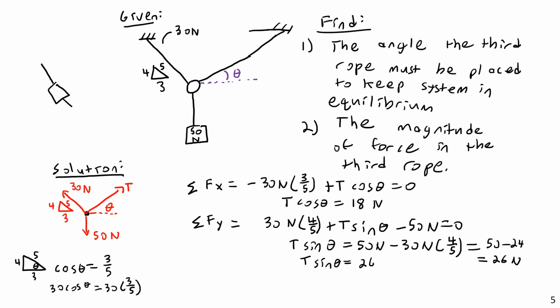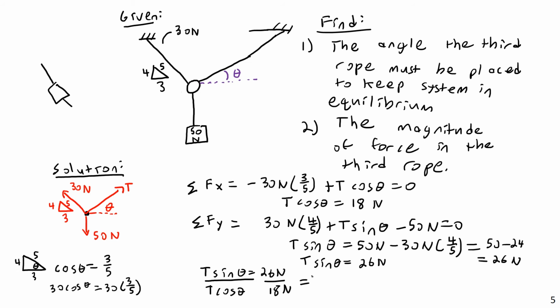And I'm going to try to squeeze this on one slide. So now I have two equations, each with two unknowns, but thankfully this one isn't that difficult to solve. What I can actually do is divide the equations by each other. T sine theta equals 26 newtons, divided by T cosine theta equals 18 newtons.